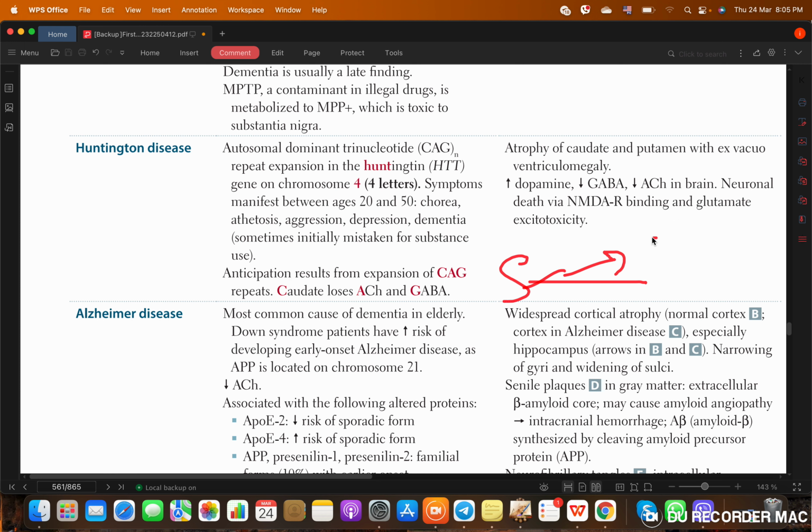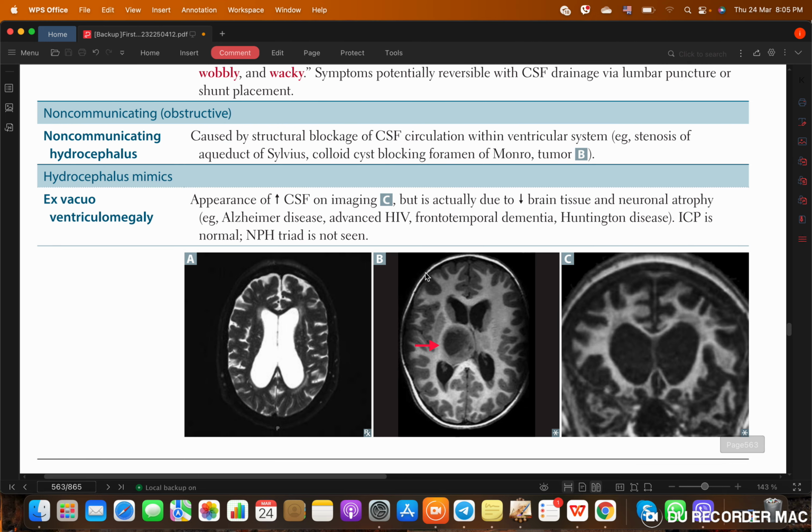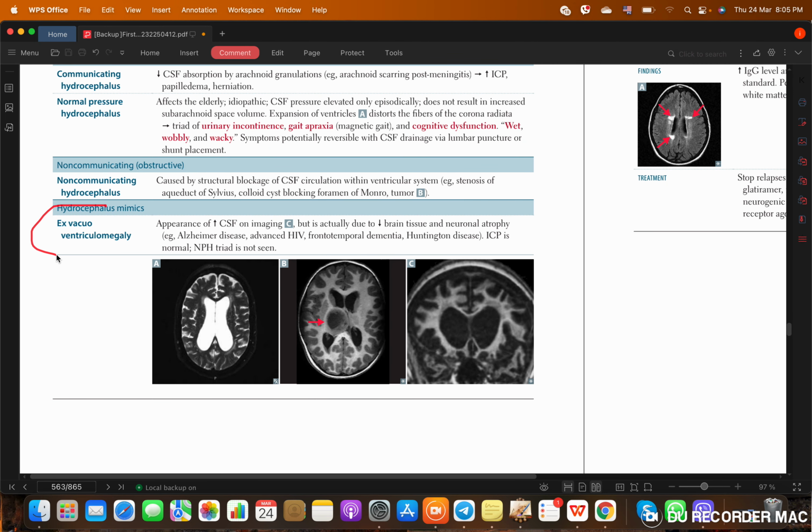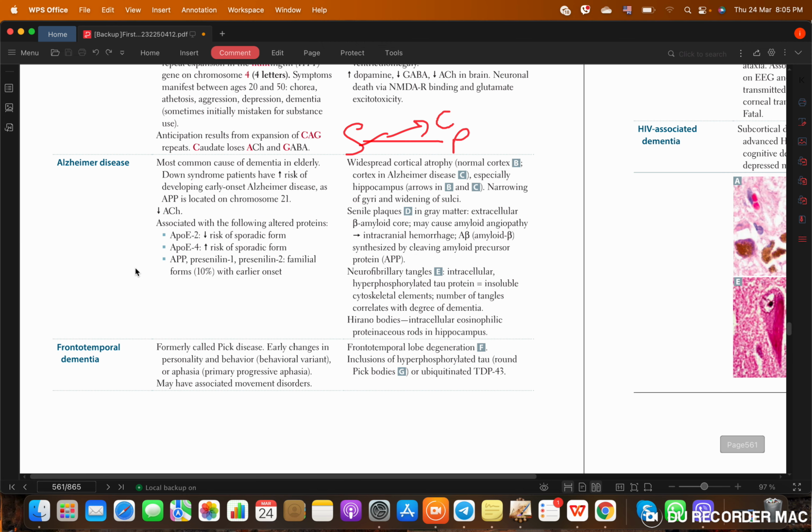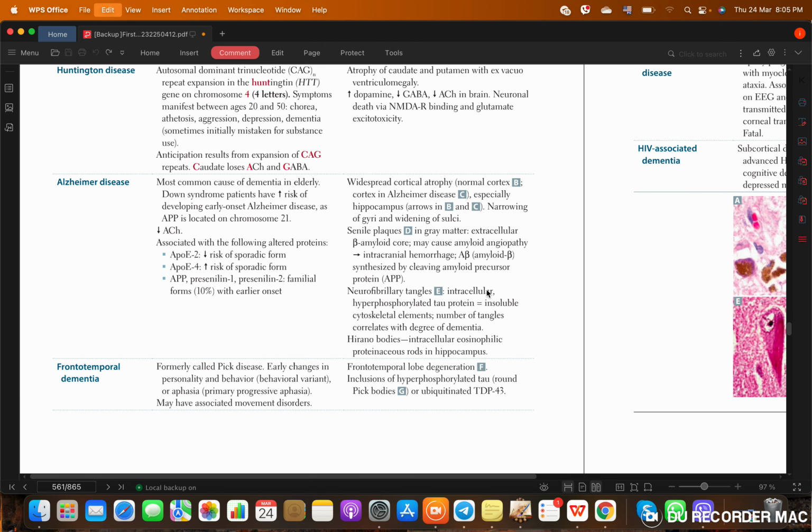The striatum is composed of the caudate and the putamen. So you will have atrophy of the caudate and the putamen, which will lead to something called ex-vacuo ventriculomegaly. What is ex-vacuo ventriculomegaly? It is due to the absence of a structure. Due to the decrease of the brain tissue, you will have your ventricles enlarged. Remember the law I told you about before.